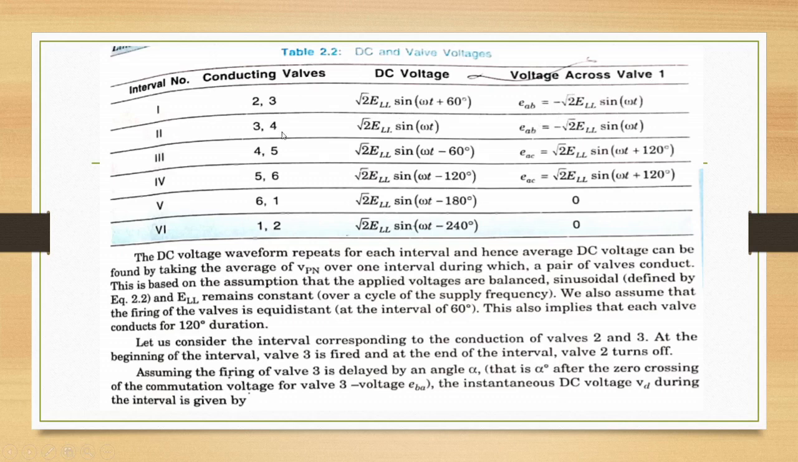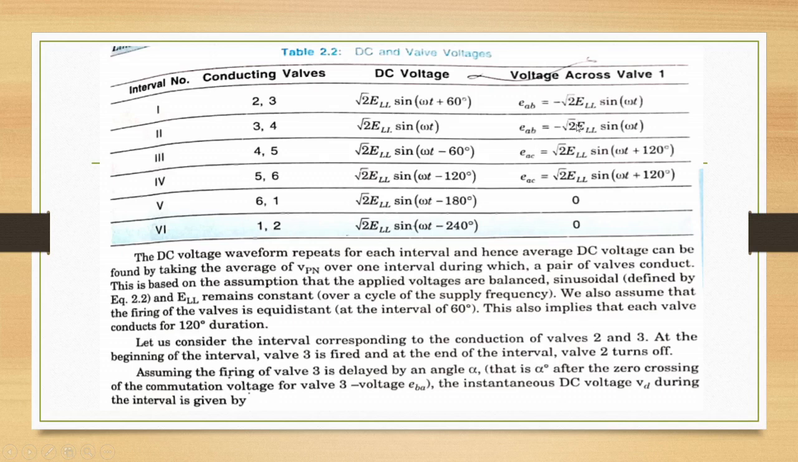Similarly, for the second interval, conducting valves are 3, 4. Voltage is root 2 ELL sin omega t and voltage across valve 1 is minus root 2 ELL sin omega t. So similarly, for all 6 intervals, we can see the DC voltage and valve voltages. The DC voltage waveform repeats for each interval, and hence the average DC voltage can be found by taking the average of VPN over 1 interval during which a pair of valves will conduct.